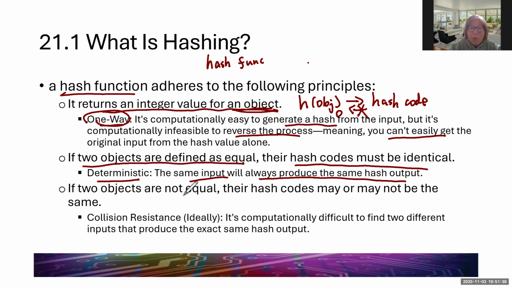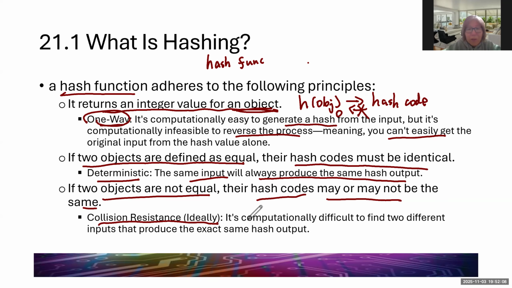And if two objects are not equal, then the hash code may or may not be the same. So here, not equal, but the hash may also be the same. That's the third principle: collision resistance. Ideally, we shouldn't allow this to happen, but it depends on the hash function.